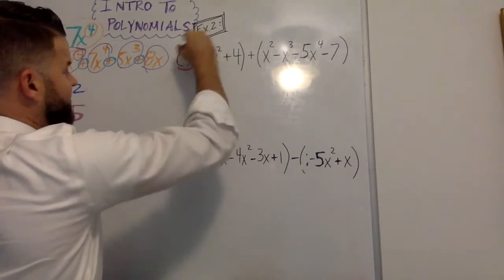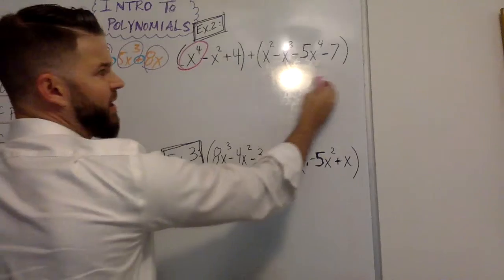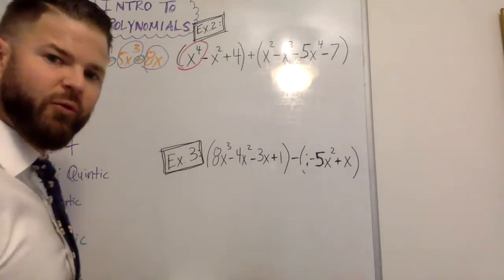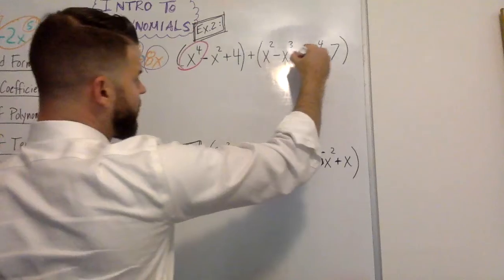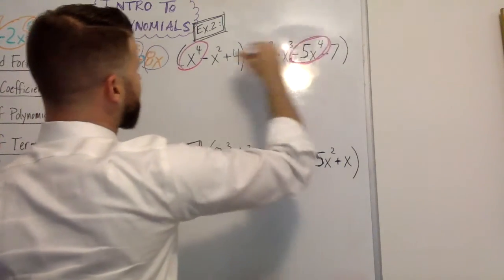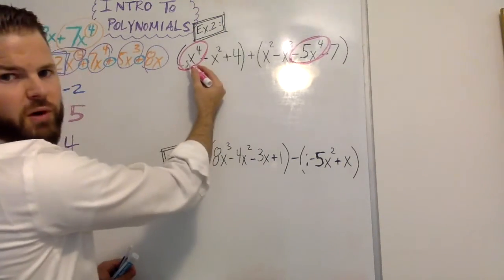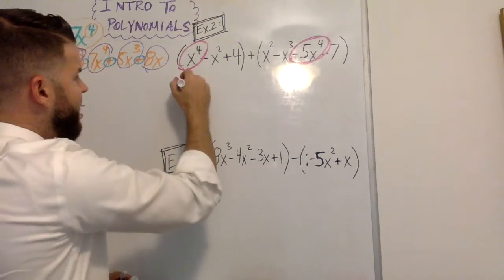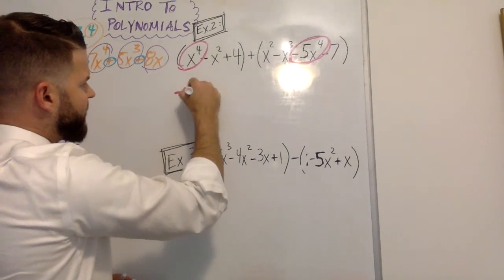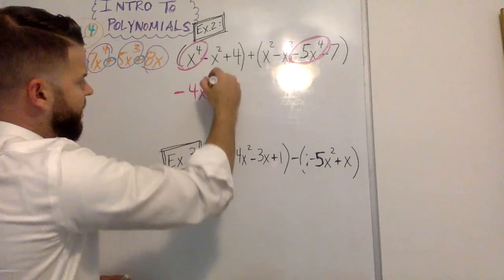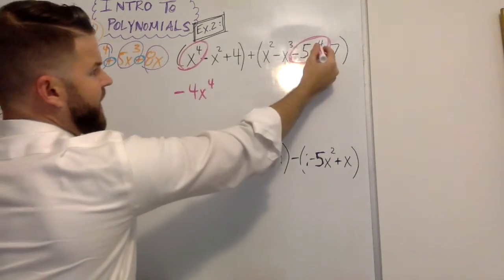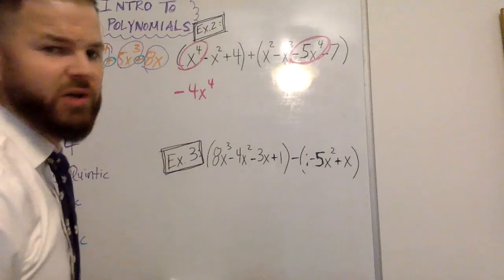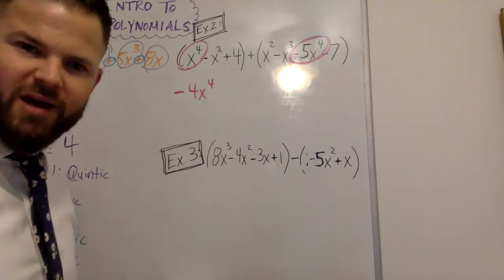So let me see what I got. First guy on my hit list is this fella, an x to the 4th. Do I have any other x to the 4ths over here? Does this guy have any friends to play with and combine forces with? Looks like he's got this little fella right here. So I got a 1x to the 4th plus negative 5x to the 4th. That gives me a negative 4x to the 4th. I kept my variable and my exponent, and I just added my coefficients. Are you guys okay with that? Yeah. All right, keep it moving.